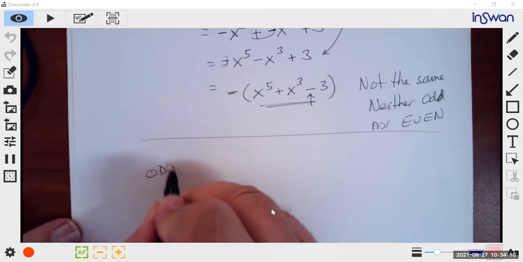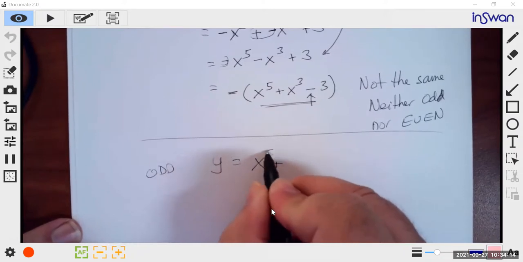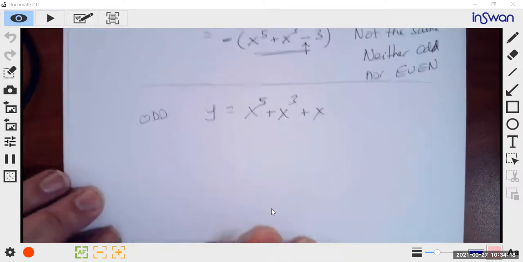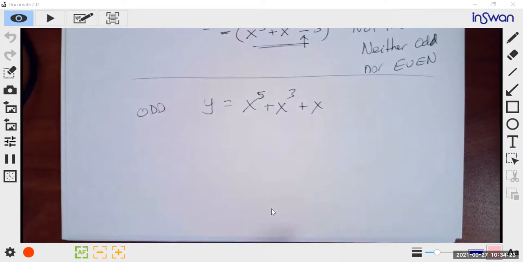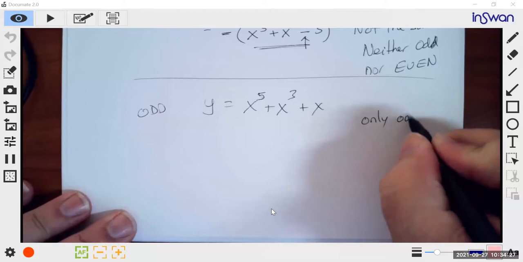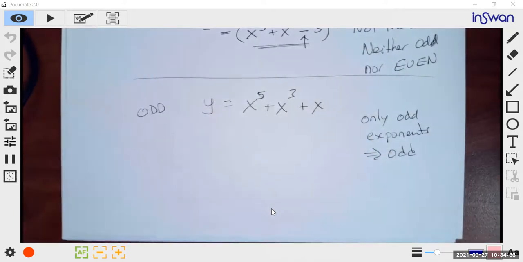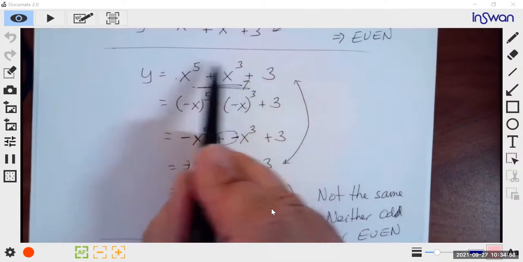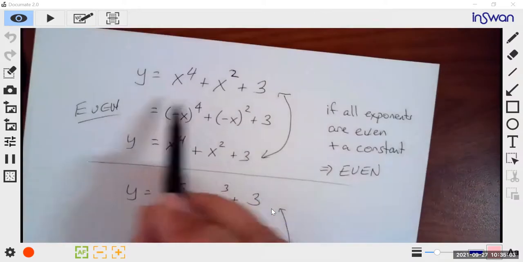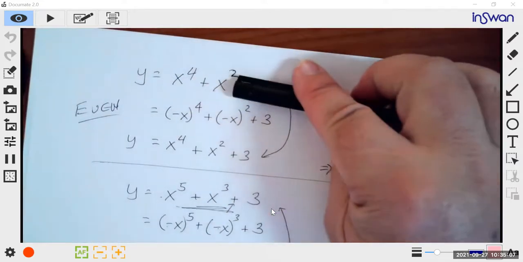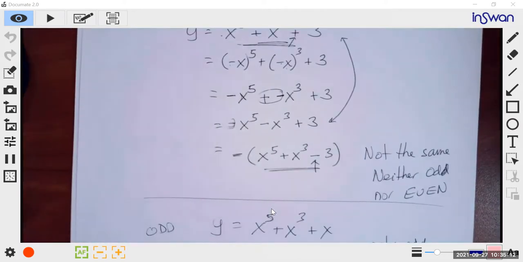An odd function only works if you have only odd exponents, then it's an odd function. So basically, if it has a constant, it's not an odd function. If it has odd exponents with a constant, it's neither. But if it has even exponents with a constant, or even exponents by themselves, it's even. So a constant can only be with evens to be an even function.